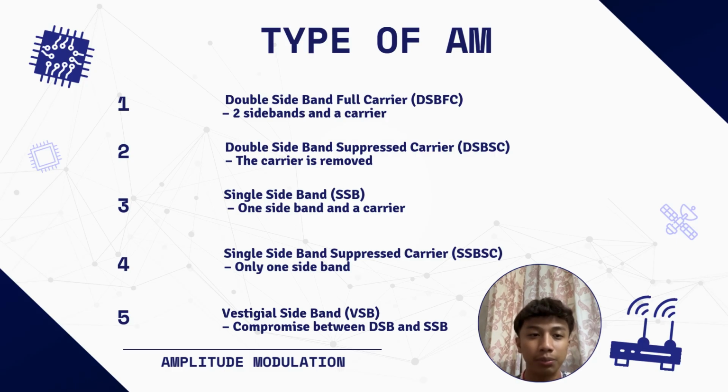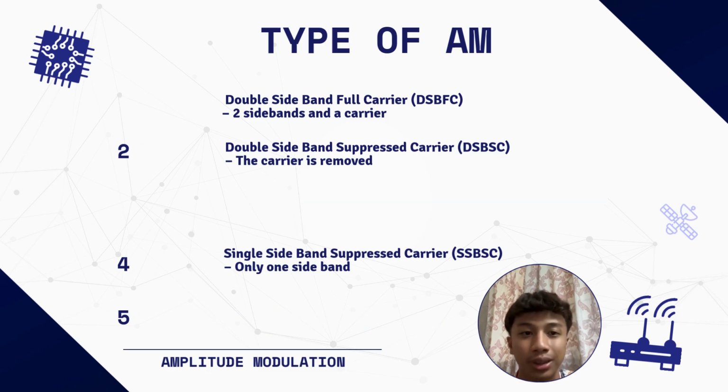Thirdly is SSB, which is single sideband. Only one sideband and a carrier are being transmitted. Fourthly is SSBSC, which is single sideband suppressed carrier. Only one sideband is transmitted with no carrier. Highly efficient, this one. And lastly is the VSB, which is vestigial sideband, a compromise where one sideband is fully presented and the other is partly transmitted. This is usually used in TV broadcasting.